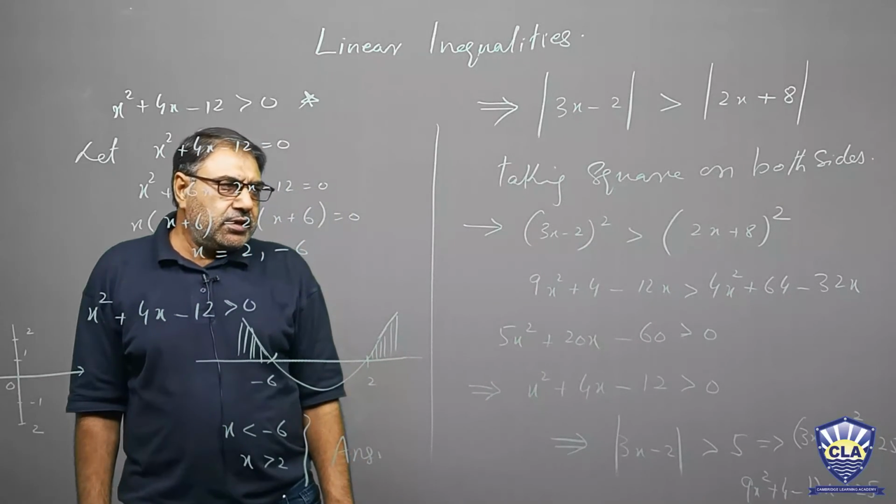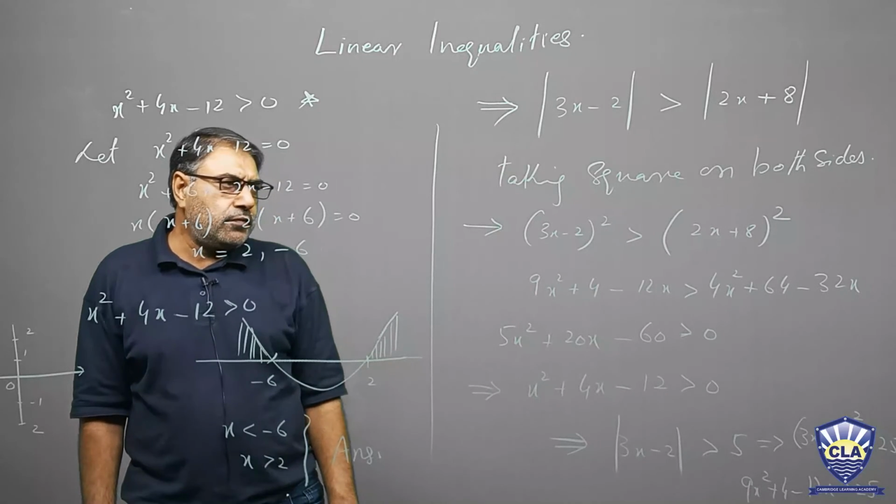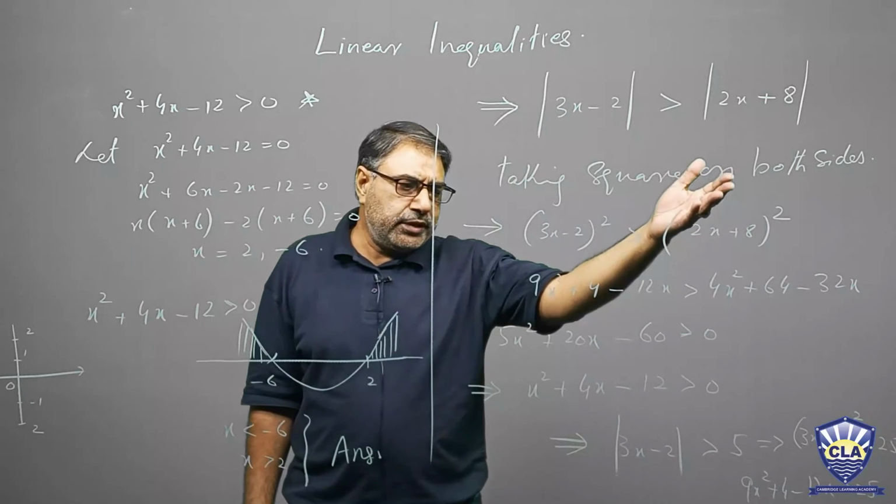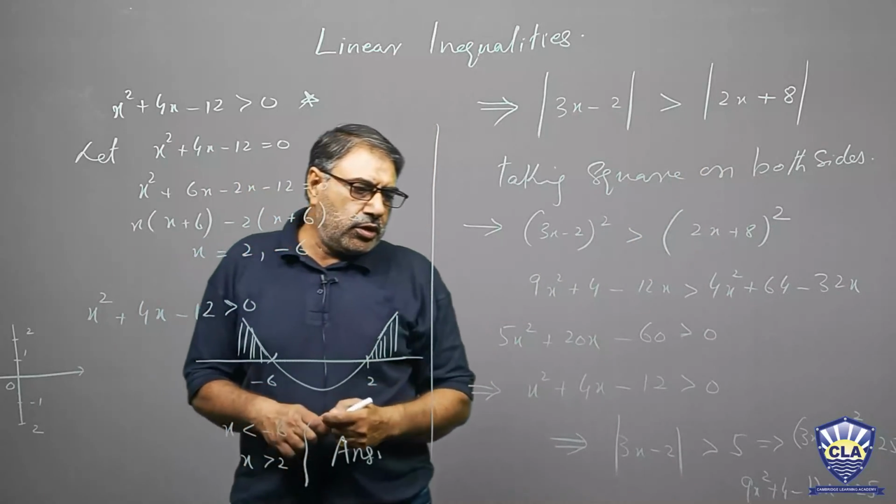Now the basic method to solve a modulus inequality is by taking the square on both sides. You will get a quadratic inequality.